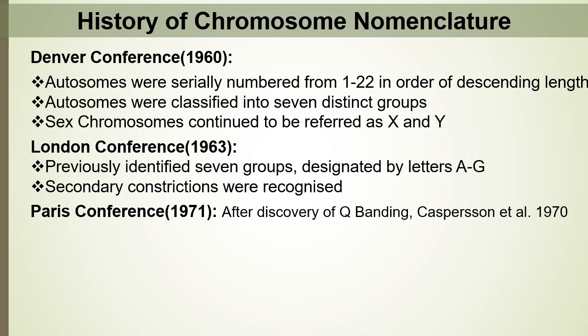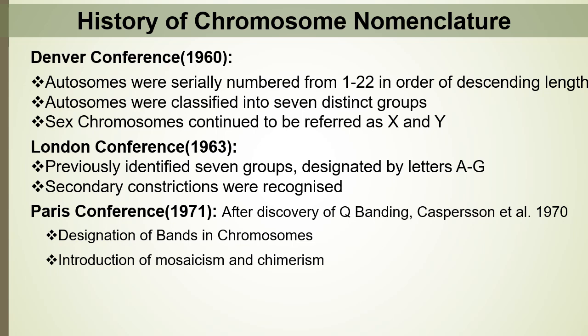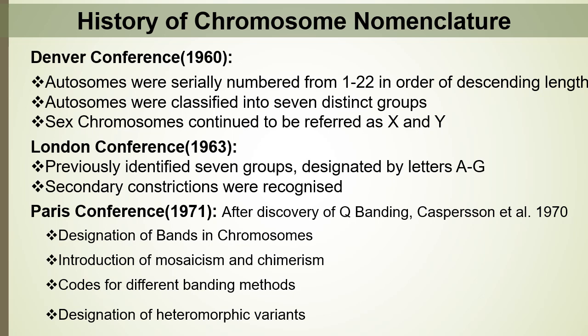In the Paris Conference in 1971, after the discovery of Q banding by Caspersson et al. in 1970, with the ability to identify each individual chromosome's band on banding patterns, it became essential to incorporate the latest developments into the existing nomenclature, resulting in the Paris Conference. The major highlights of these documents are designation of bands in chromosomes, introduction of mosaicism and chimerism, codes for different banding methods, and designation of heteromorphic variants.